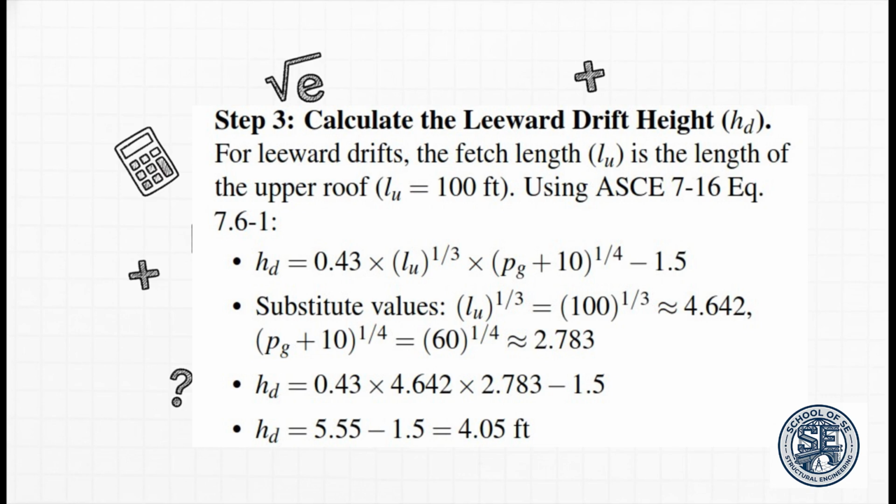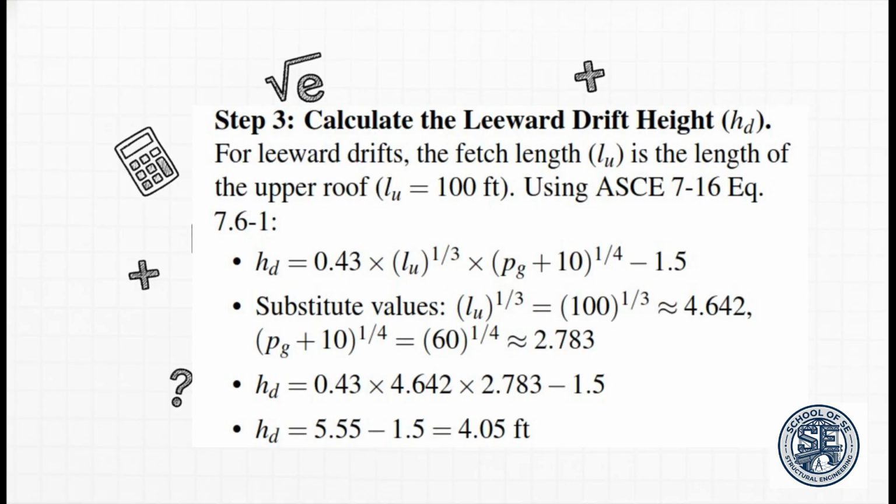Since this is a leeward drift, the wind is sweeping across that upper roof and pushing the snow right over the edge. So our fetch length, LU, is simply the 100-foot length of the upper roof. Using equation 7.6-1, the formula is 0.43 times the cubed root of the fetch length times the 4th root of the ground snow load plus 10 minus 1.5. Kind of messy, right? Let's substitute our 100-foot fetch and our 50 PSF ground snow.